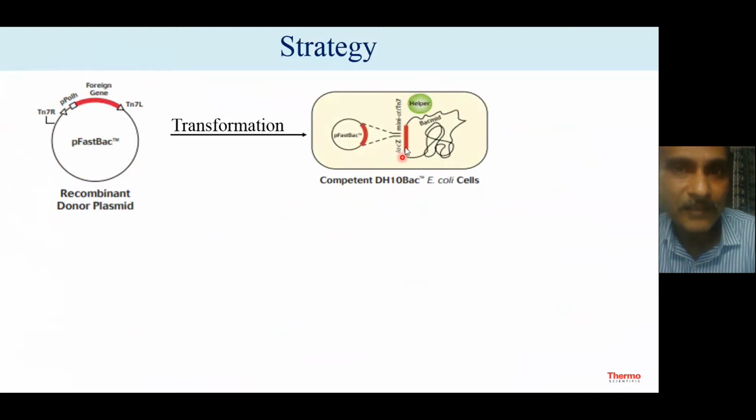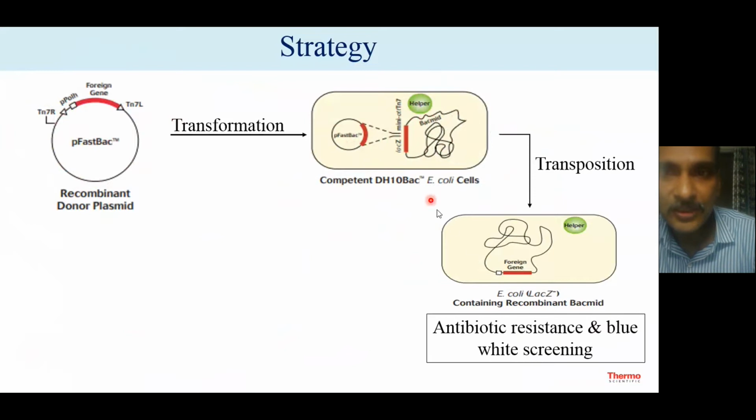Within the Bacmid LacZ alpha gene, we have a mini attachment site for transposon 7. When you put this recombinant plasmid in, because of the presence of the transposase, the entire gene sequence between the Tn7R and L flanking sites will be transposed from the pFastBac onto the attachment site. It will jump into this. And what will happen? The gene will now be transferred onto the Bacmid, so this will be your new recombinant Bacmid.